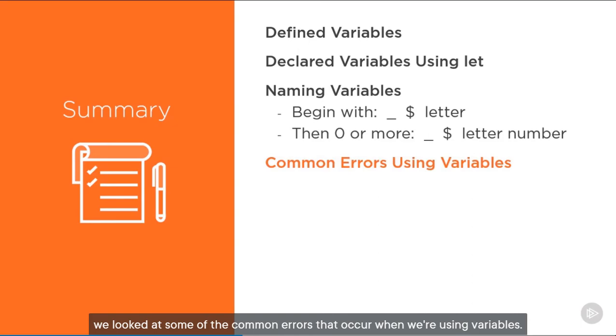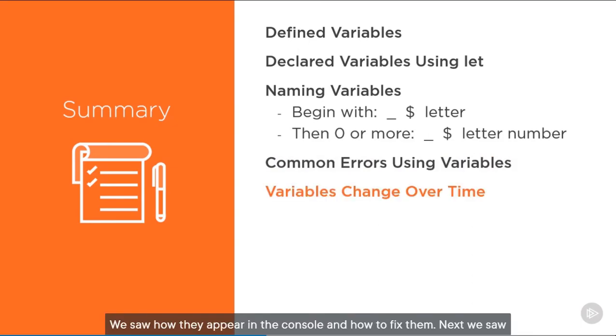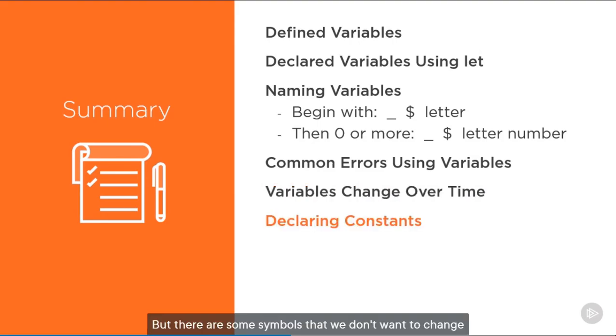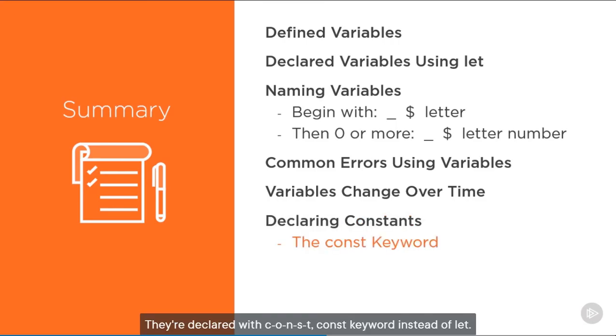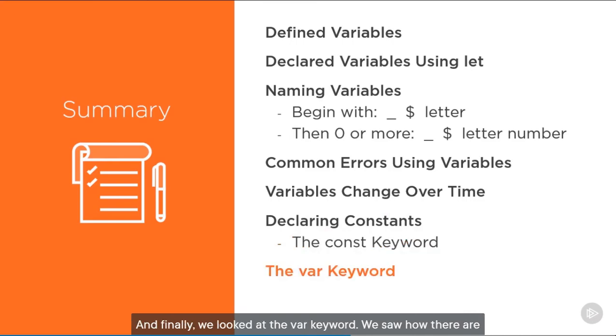Next, we looked at some of the common errors that occur when we're using variables. We saw how they appear in the console and how to fix them. Next, we saw how variables change over time as our code executes. But there are some symbols that we don't want to change over time, and these are called constants. They're declared with the const keyword instead of let.